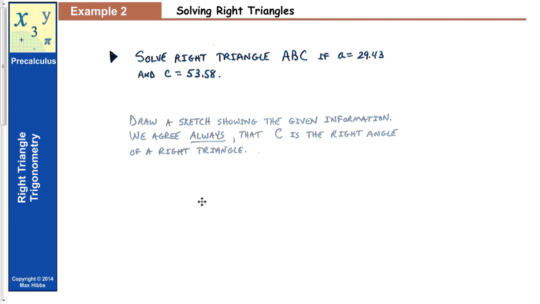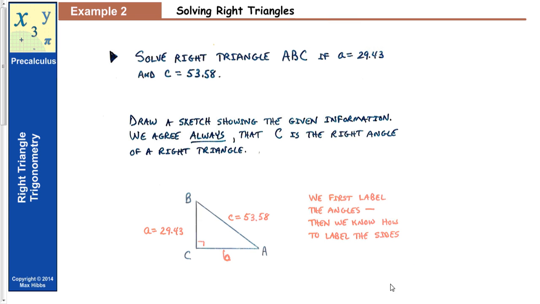So it's useful to draw a sketch. Whenever we start out with something like this, if there's not already a sketch like there was in the last one, we draw a sketch. I've drawn a right triangle and labeled the angles. Of course, the right angle is C, and I've labeled angle A and angle B. If this is angle A, then the side opposite angle A is side lowercase a. And the side opposite the right angle C, which is the hypotenuse, we're told is 53.58. So we need to know angle A, angle B, and the length of side b.